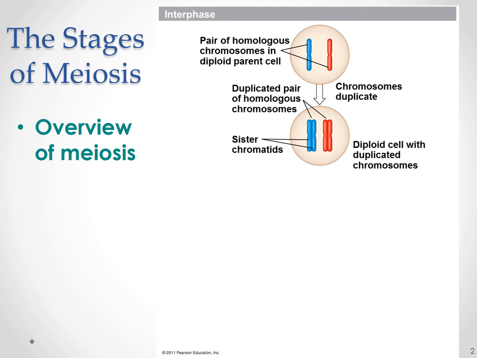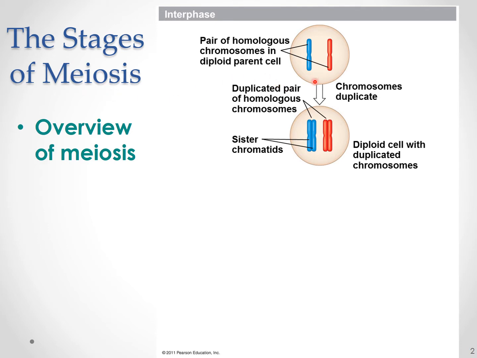So meiosis is preceded by an interphase similar to mitosis. Remember, during interphase, we have G1, G2, and S phase, not particularly in that order, but S phase is when the chromosomes are duplicated. And remember, the purpose of meiosis is to produce the gametes.